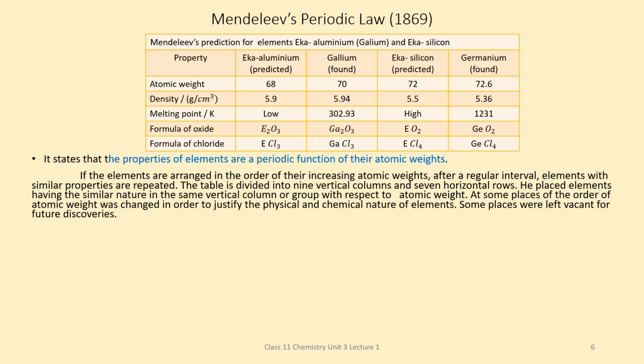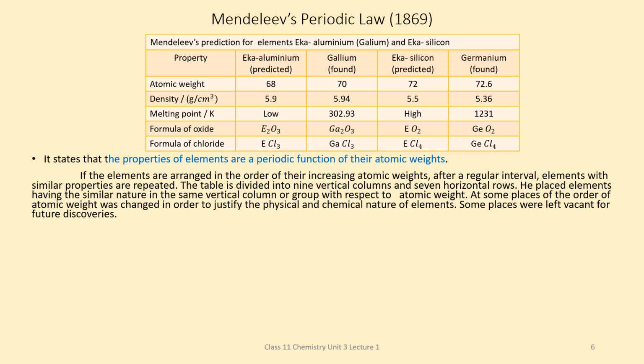Keeping his primary aim of arranging the elements of similar properties in the same group, he proposed that some of the elements were still undiscovered and therefore he left several gaps in the groups. He made several gaps in the table. For example, both gallium and germanium were unknown at the time Mendeleev published his periodic table. He left a gap under aluminum and a gap under silicon as shown in the table above.